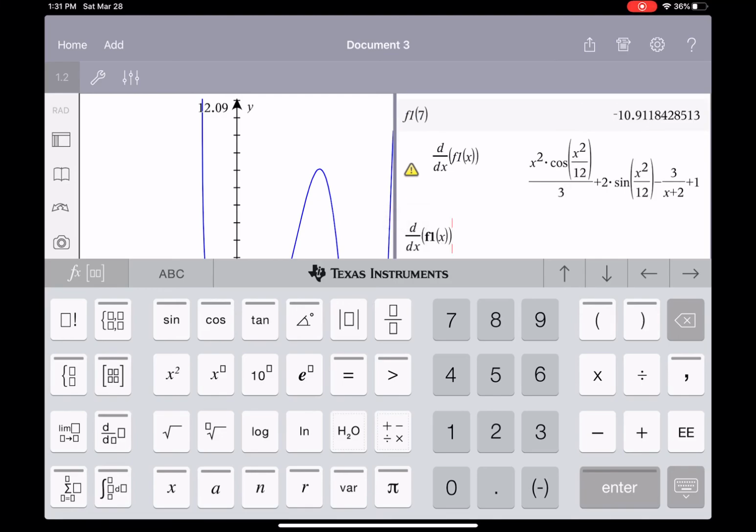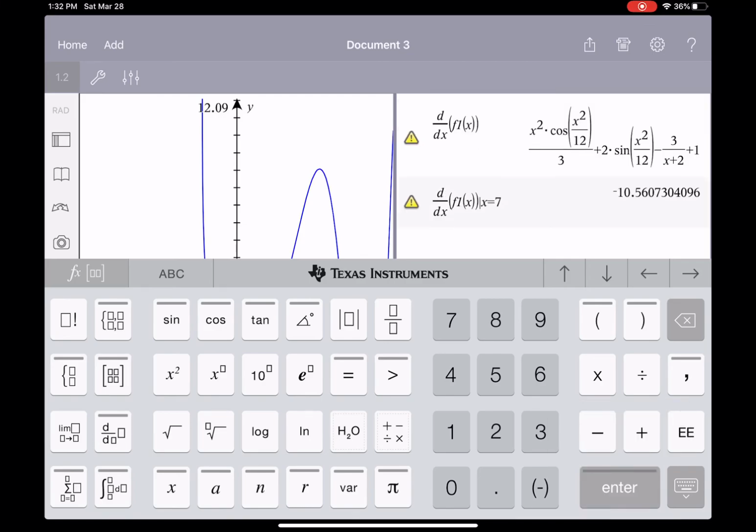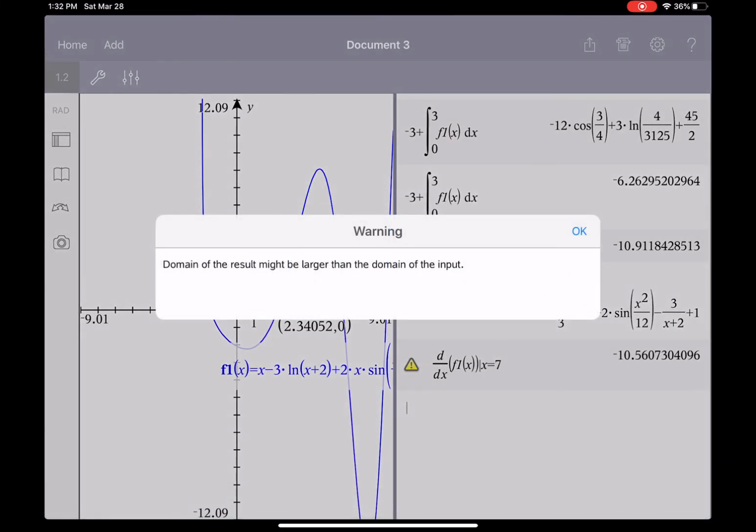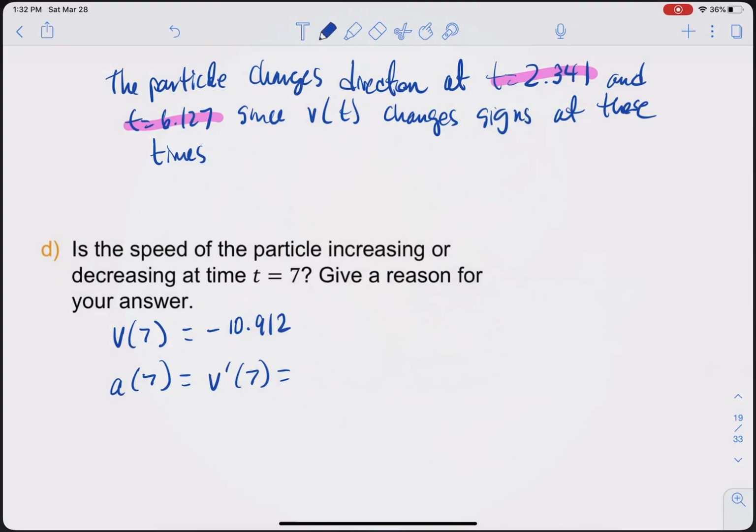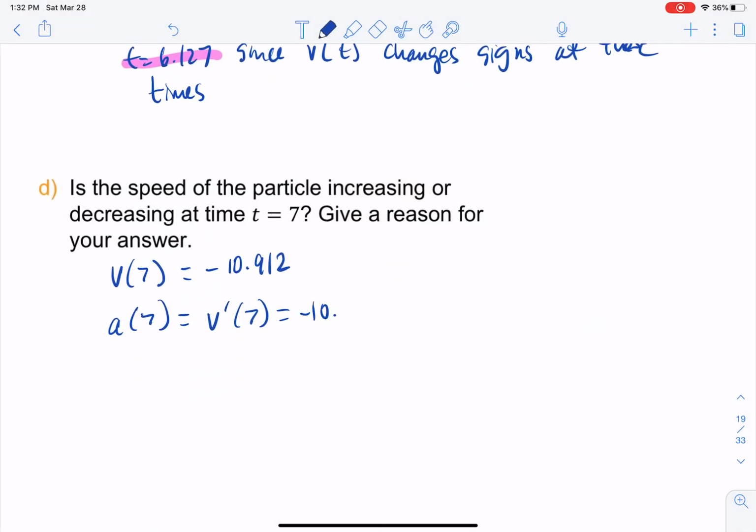So the way that I do that is with a little such that. The such that is over here in the same key as the comma. So you hold it in, you can see the vertical line such that right there. And then we tell it what x value we want to evaluate it at, which is x equals 7, and now I'm going to hit approximately equal to. The little warning sign here is just saying domain of the result might be larger than the domain of the input. Not to worry, we got our value. We've got negative 10.561. Right there. Negative 10.561, I think it was.